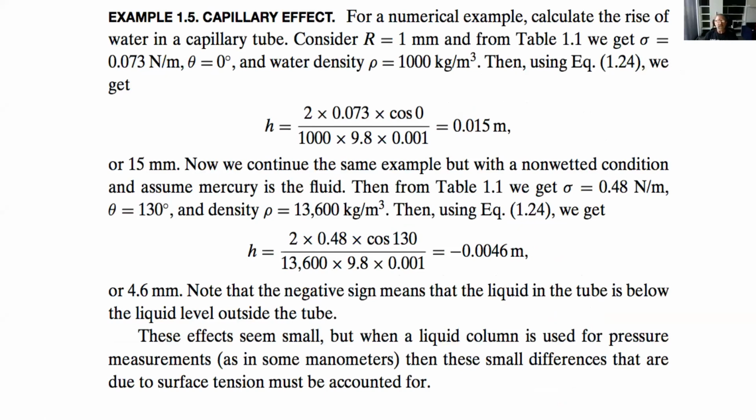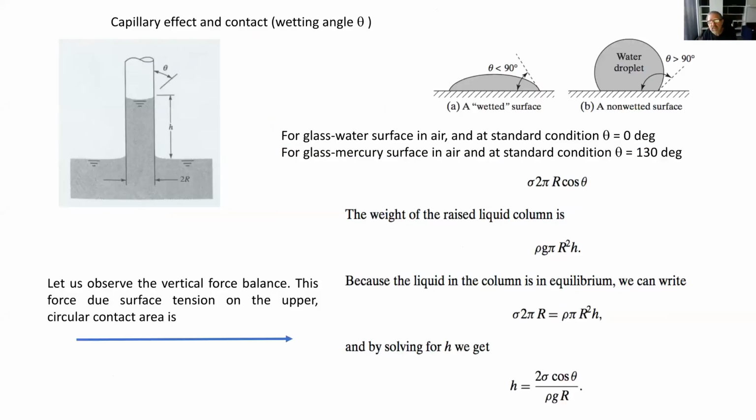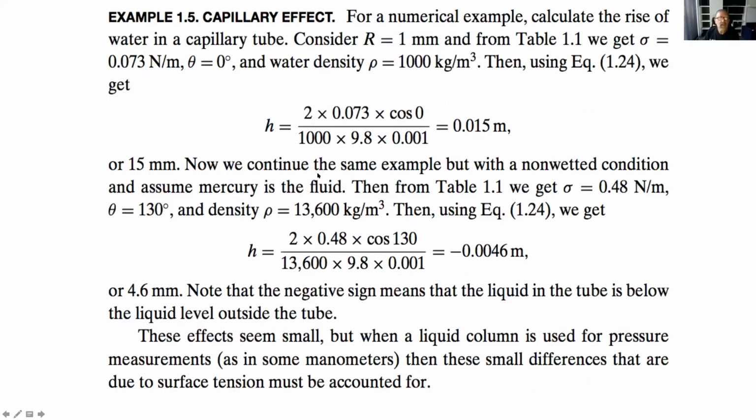Okay, let's do an example on the capillary effect. I would like to use this formula at the bottom, h equal to 2 sigma cosine theta over rho g r. So let's do water. It turns out with water and glass, the angle is actually zero. Looking at the table, the value of sigma is 0.073 for water, and the tube is 1 millimeter diameter. So it's a very tiny tube.